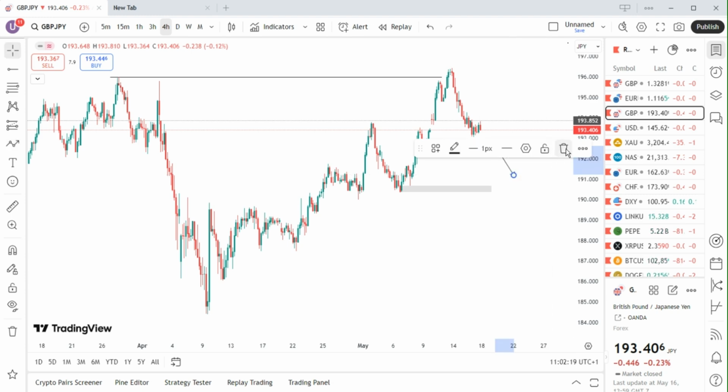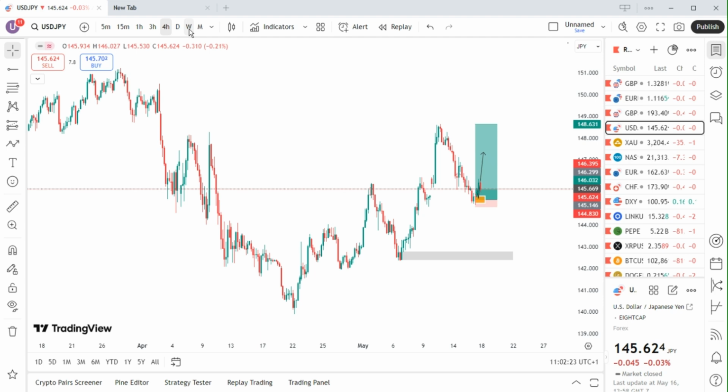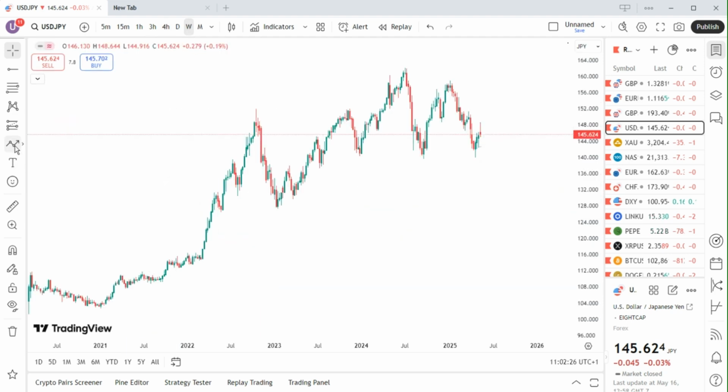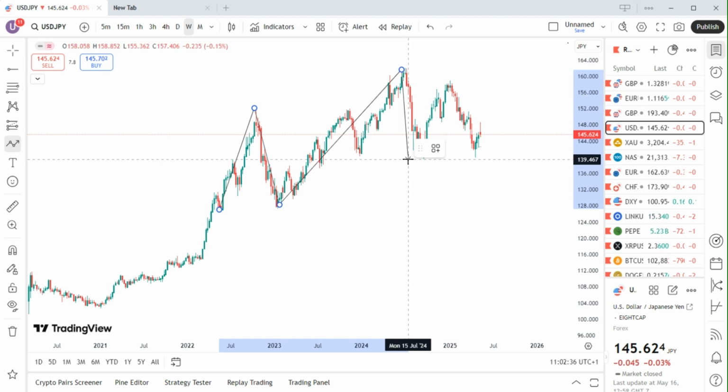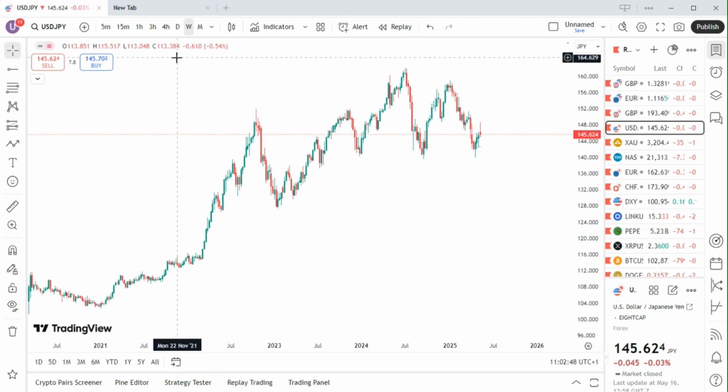So the next pair on our list is USD JPY. So USD JPY on a weekly time frame, let's read the chart together. Higher high, higher low, higher high, higher low. We push up again, we couldn't create a new high. We fall back to the higher low and we are moving up again. So we are bullish on the weekly time frame on USD JPY.